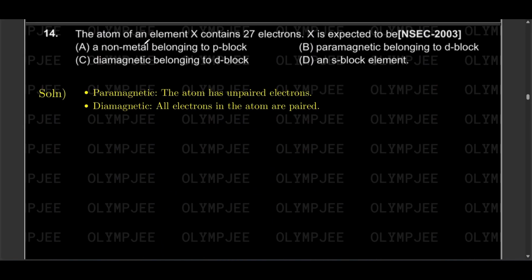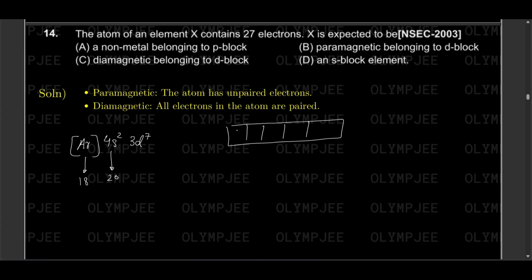Question 14 says the atom of element X contains 27 electrons. So X is expected to be, okay, it has 27 electrons. After argon, there would be 2 electrons in the 4s orbital, and then in 3d there would be 7 electrons, right? Because argon is the 18th element, after that we add 2 electrons to make it 20, and after that we add 7 electrons in 3d to make it 27.